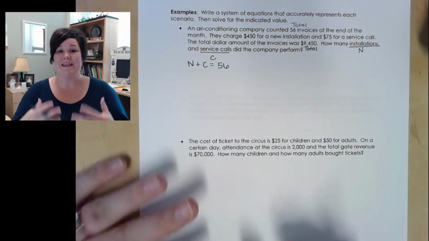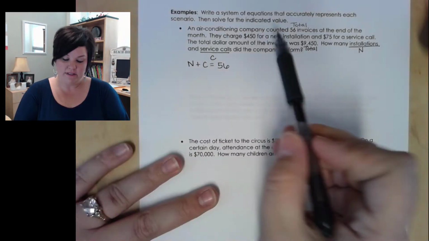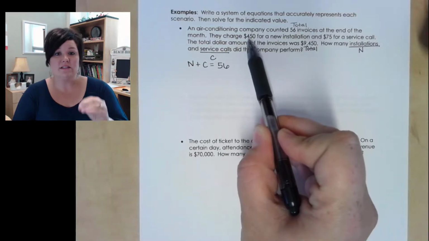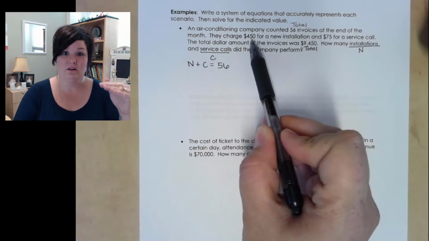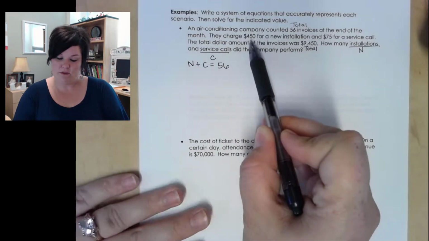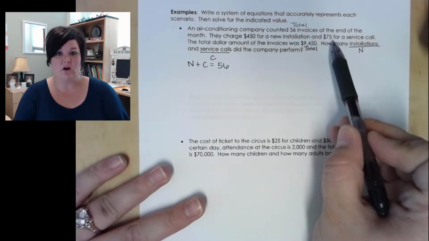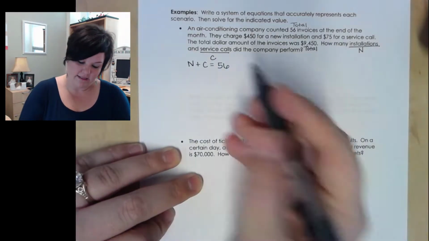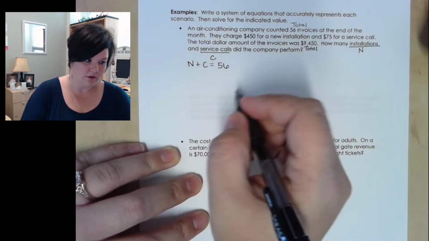Now the way that we get the total is by the cost of each thing. So we know that a new installation is $450. So for every new installation, I'm charging $450. This is a per new installation. Same thing with the $75 service call fee. For every service call, it's going to charge $75. So I'm going to write this as new installations are $450 a piece.